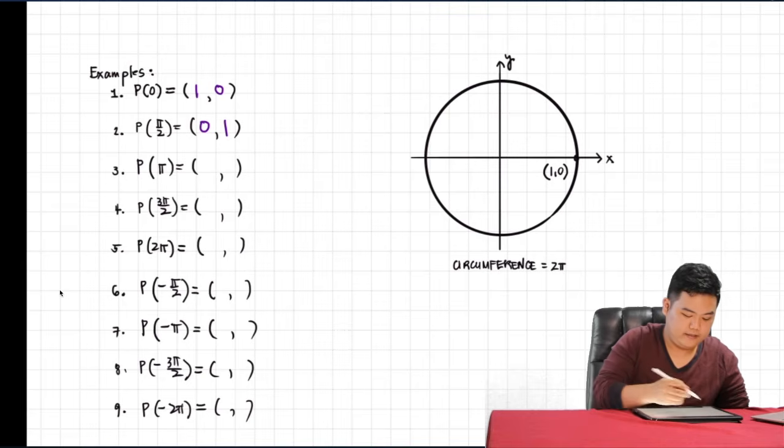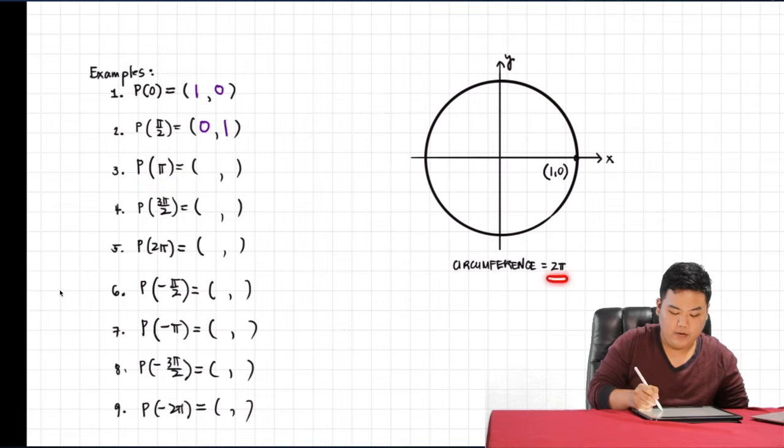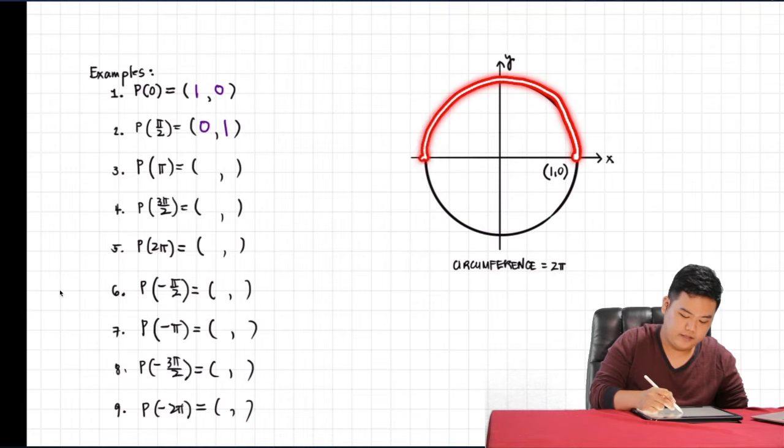Okay, next. P of pi. Pi is 1/2 of the circumference of the unit circle. So, from (1, 0), counterclockwise because pi is positive. So, we end up here. And this point is (-1, 0).